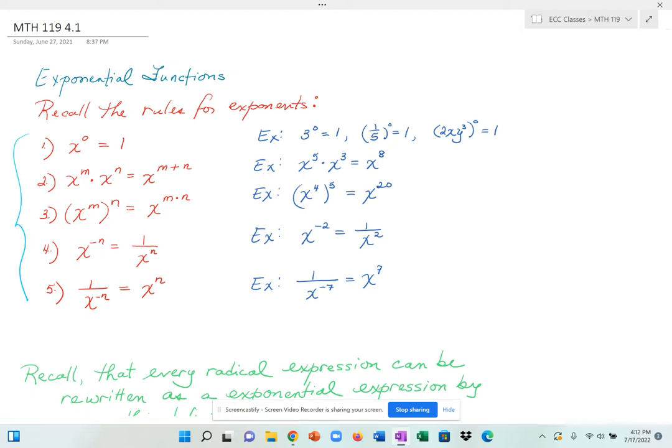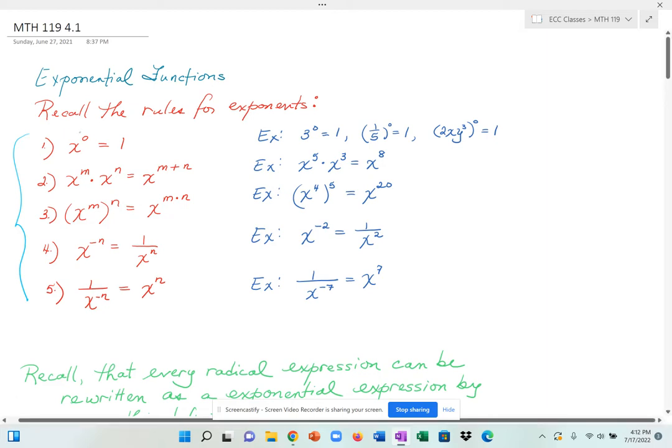So the first rule is that x to the 0 power is equal to 1. So your base is x, but your base could be pretty much anything, a variable or a number. So here are a few examples. 3 to the 0 power equals 1. 1/5 to the 0 power equals 1. And you could have variables combined with coefficients. 2xy to the third, the whole thing to the 0 power, also equals 1.